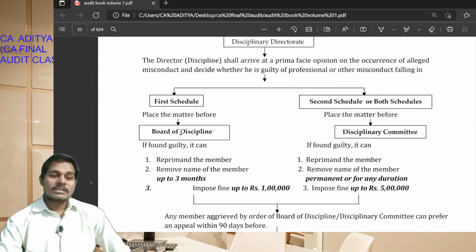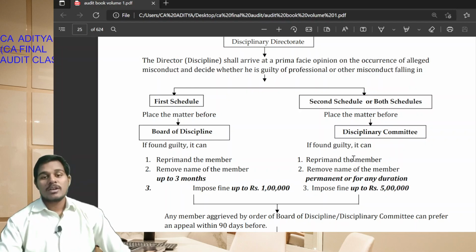In the Board of Discipline, if the chartered accountant is found guilty of misconduct, then they reprimand the member, which means a warning will be given to the member. The name of the member may be removed from the register of members for a period of up to 3 months, and a fine of up to 1 lakh rupees may be imposed.